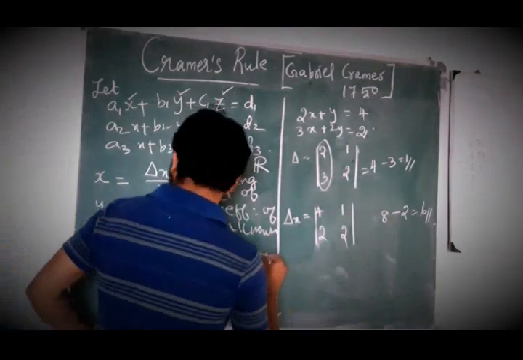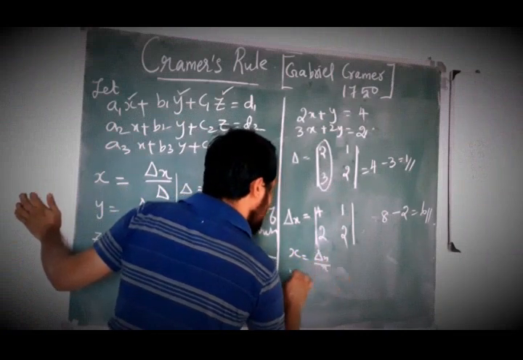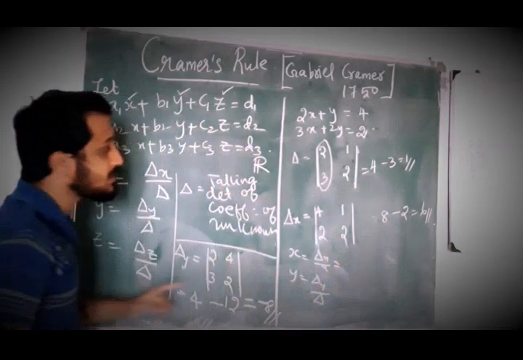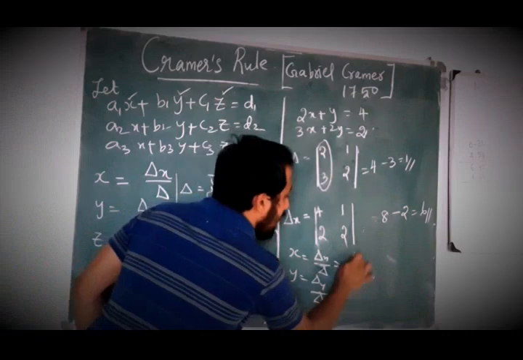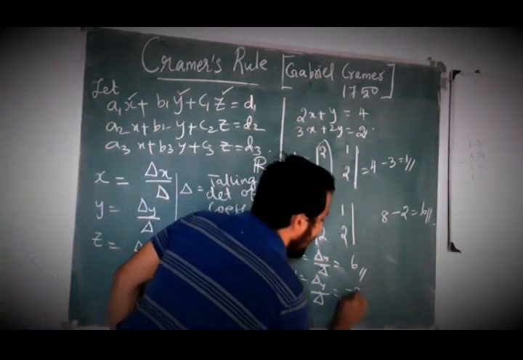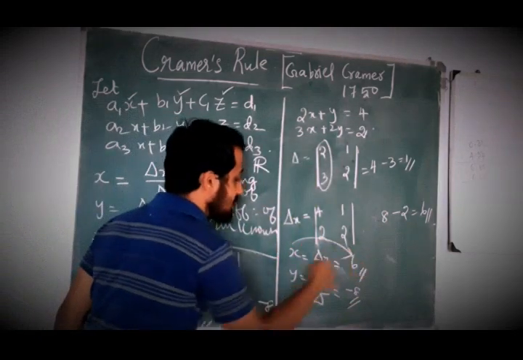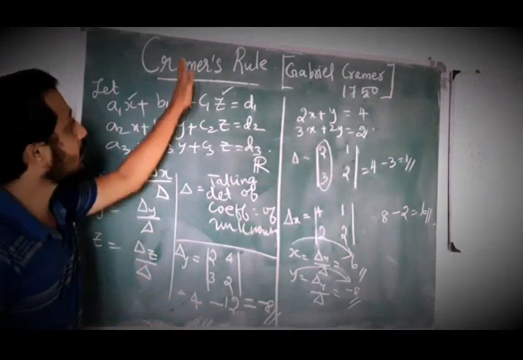Minus 8. So the value of x is equal to delta x by delta and y is equal to delta y by delta. What is delta x? 6 by 1. Answer is 6. Now minus 8 by 1 is nothing but minus 8. So the value of x is nothing but 6 and the value of y is nothing but minus 8. This is nothing but Cramer's rule.